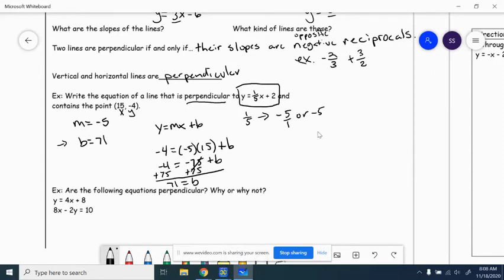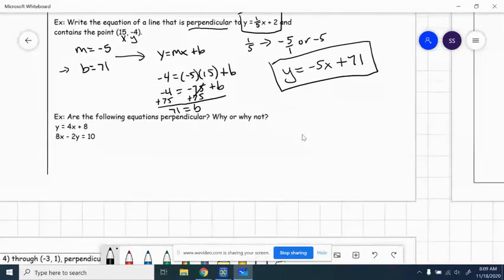And then don't forget, the last step is to plug our values into the slope-intercept form equation. So y is equal to -5x plus 71.